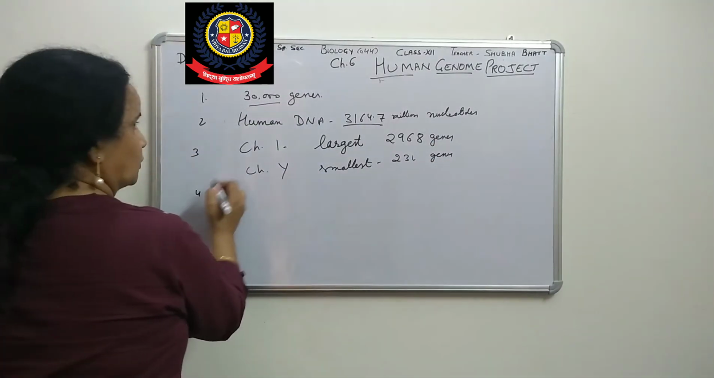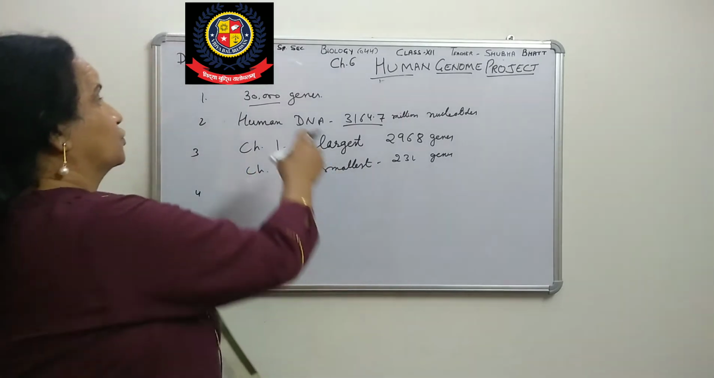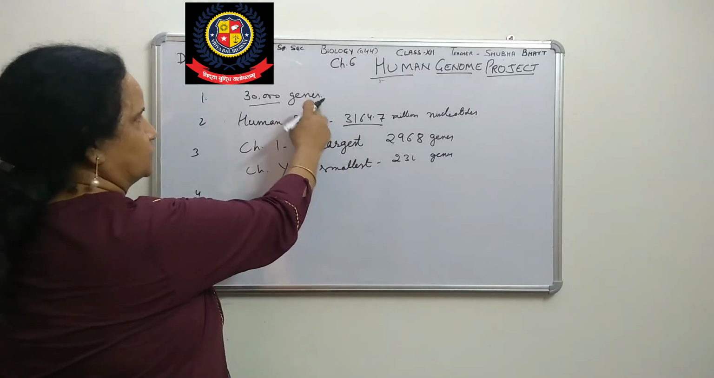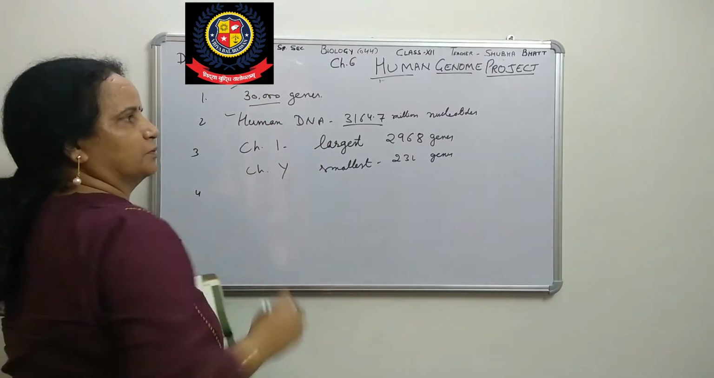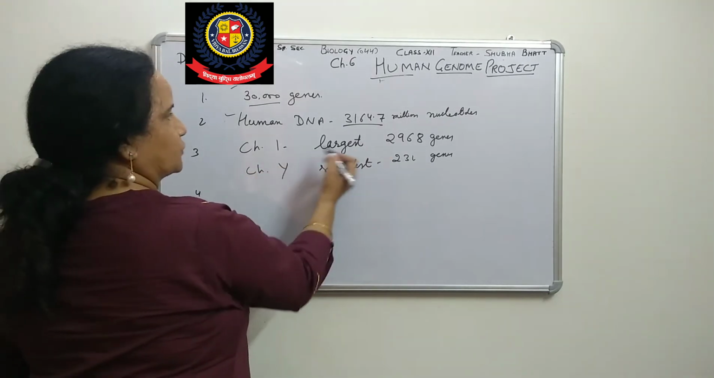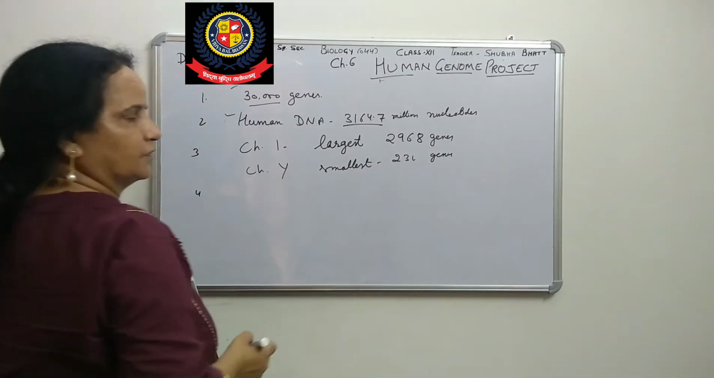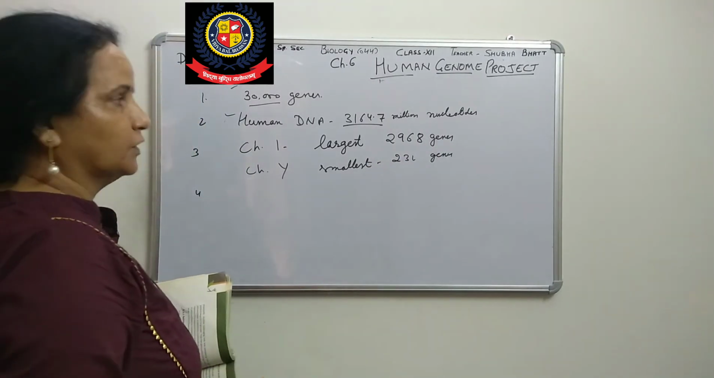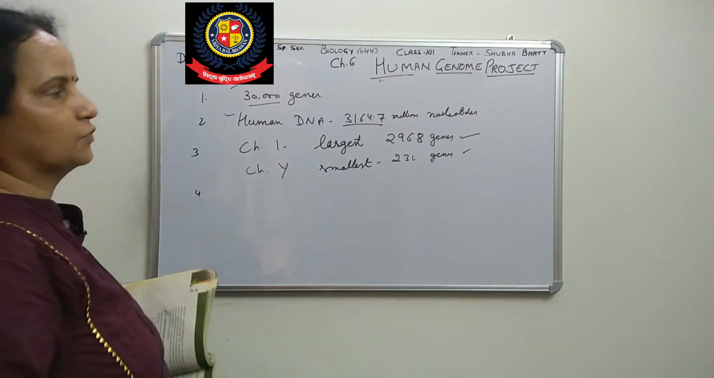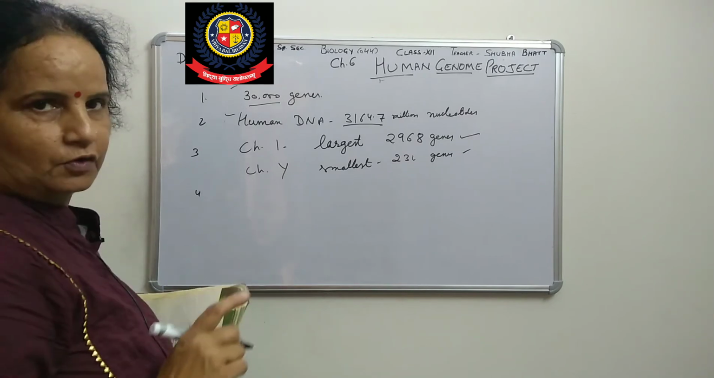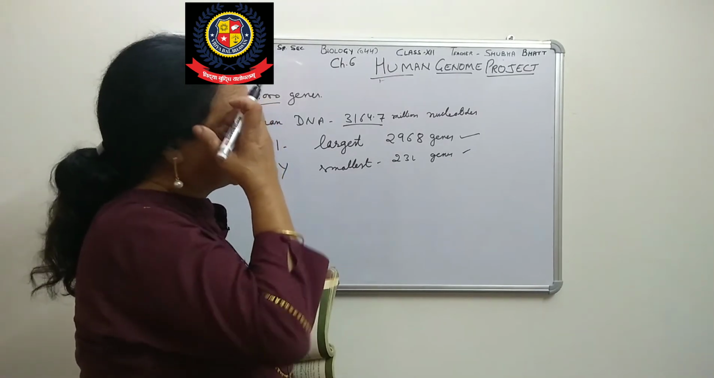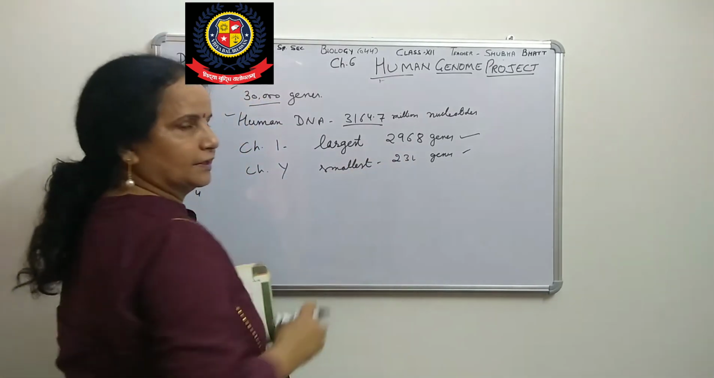We have to learn all these. By doing this project we came to know about all this information. So first, 30,000 genes are there, then 3164.7 million nucleotides. The largest chromosome contains 2968 genes. The Y chromosome is the smallest, with 231. These questions are expected in the board exam, nowadays in the objective type part. So these two are there.